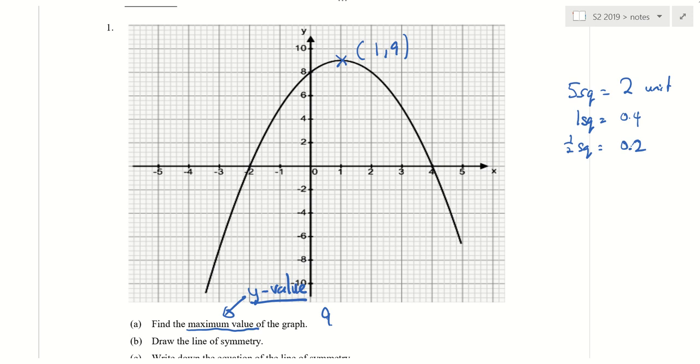Because you want the highest point. Is x equal to 1 the highest point? Actually, that doesn't make sense because it fluctuates along the x-axis. Can you follow?